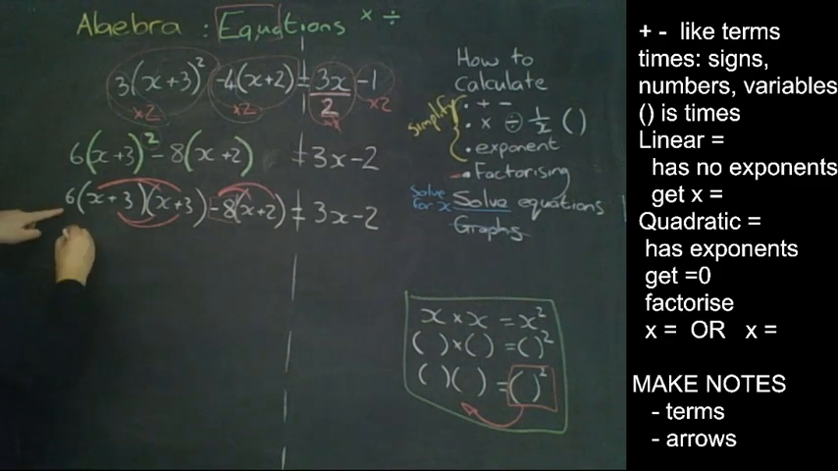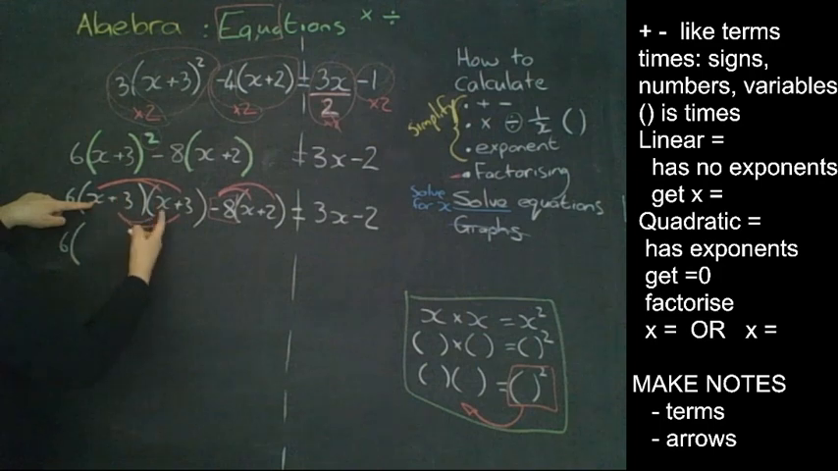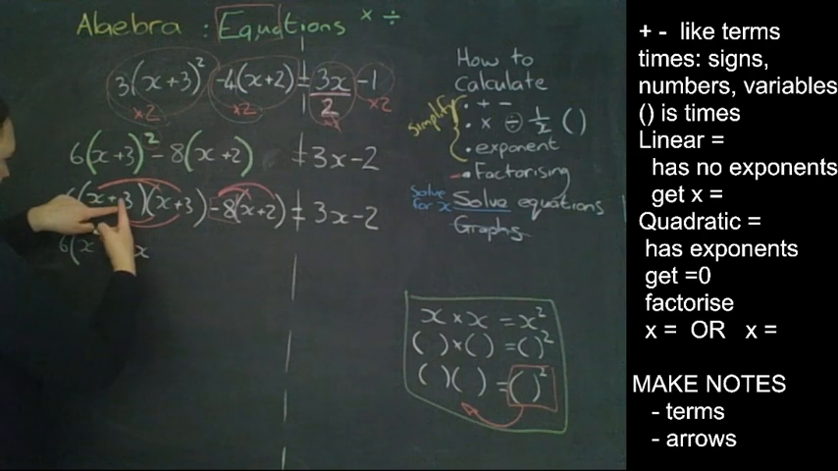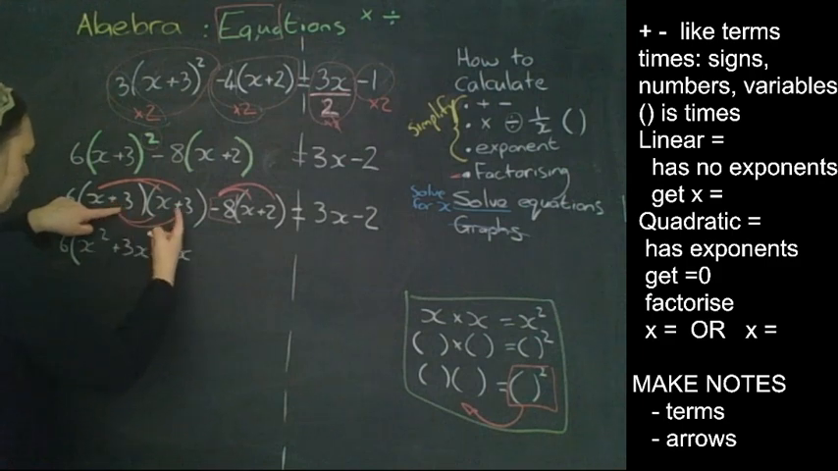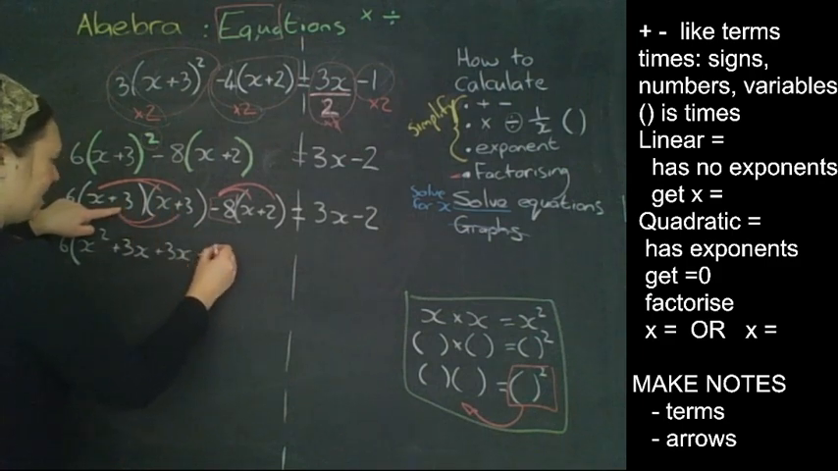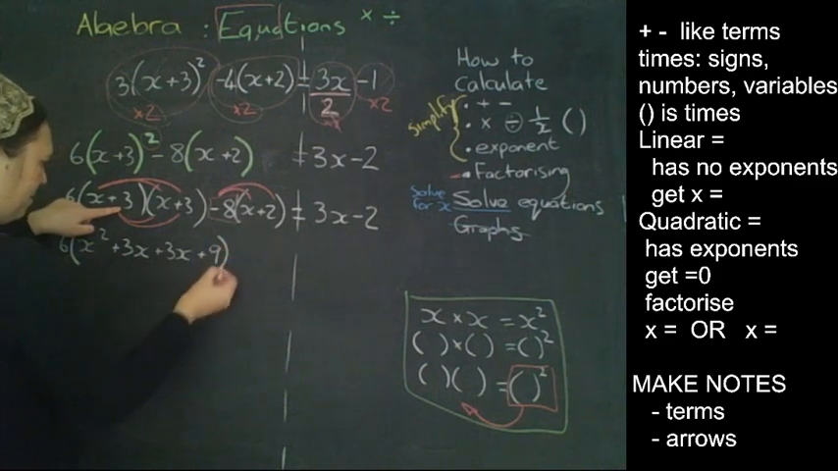So we leave the 6 alone. We didn't do anything to the 6. So x times x is x squared. X times plus 3 is plus 3x. Done with this one. 3 times x is plus 3x. Positive and positive, plus and plus is plus. 3 times 3 is 9.